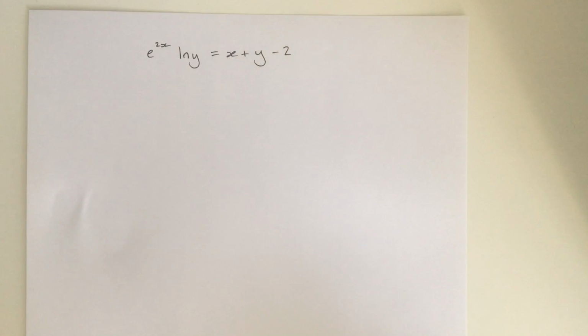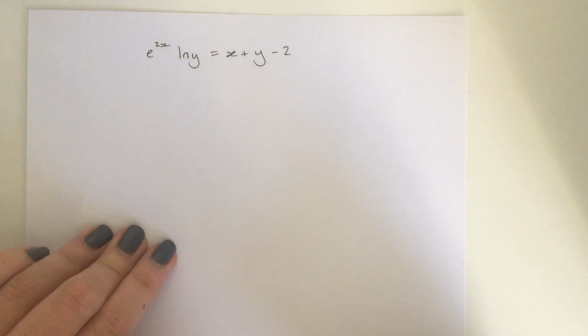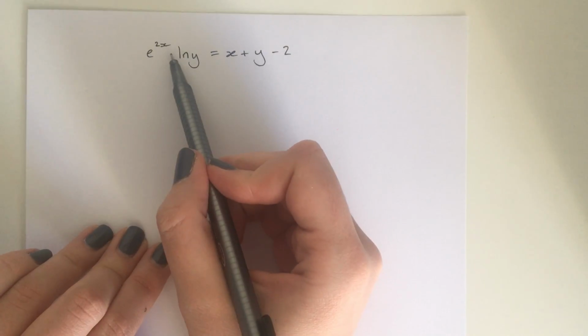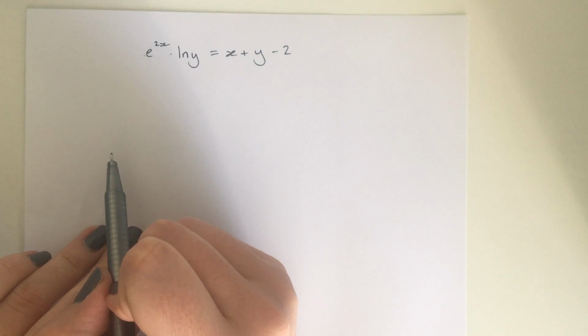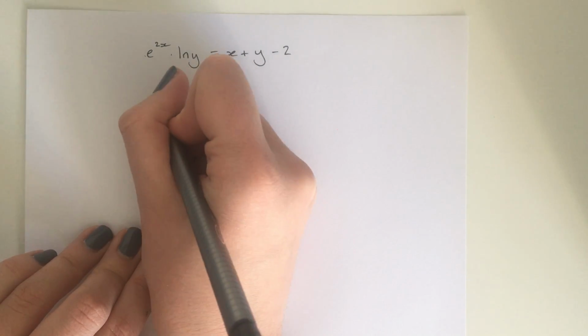Example 25. Again, I'm going to use my implicit differentiation, so I'm going to work my way left to right and just differentiate everything with respect to x. Here again, I've got this times this, I'm going to use the product rule. So I'm going to start off by leaving my e to the 2x as it is, e to the 2x.